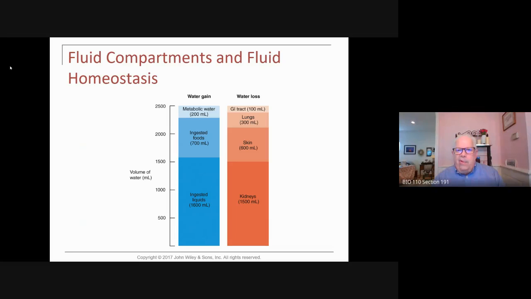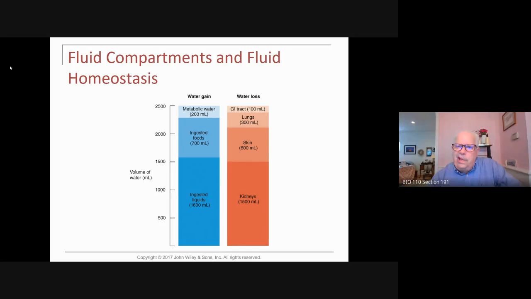And you get water that you make in the electron transport chain, and that electron transport chain gives you the top thing right there, which is metabolic water. And no, you don't have to know the exact amount. That's not important. Just know that the most water that you gain is from liquids. The second most is from food. And the third most is water that you make in the electron transport chain. And that's called metabolic water.